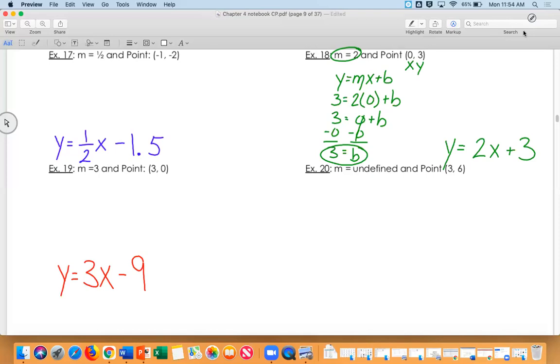All right. Louis, y equals 3x minus 9. Did you get that? Pretty easy, right? But the real question is number 20. Did you get number 20? All right. Here's the thing. Undefined. We talked about this. What does a line that's undefined look like? That's right, Louis. Like this, straight up and down. All right, see? I knew you could do it.